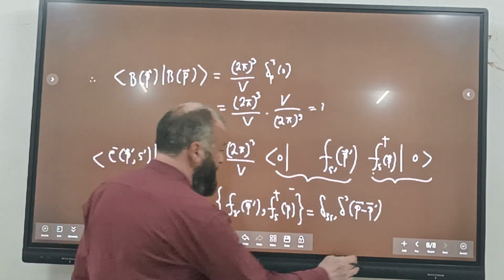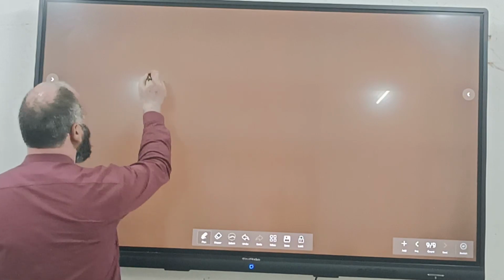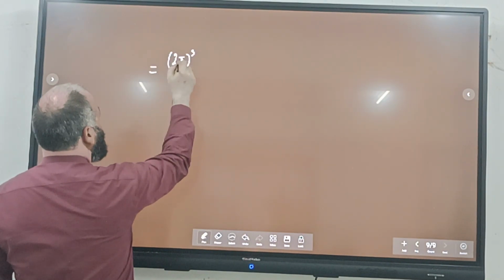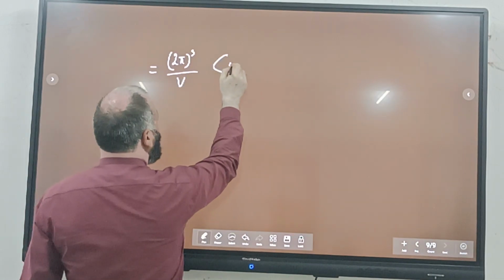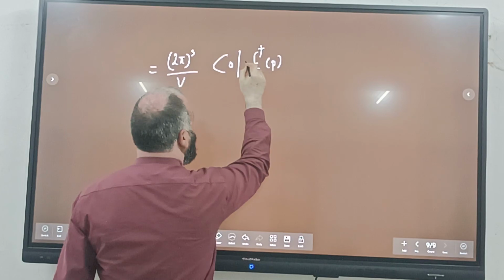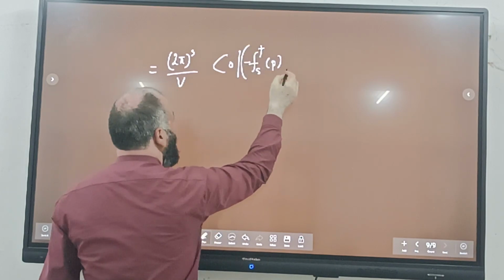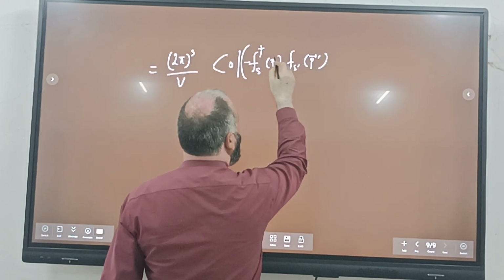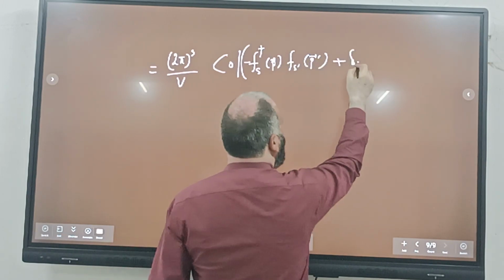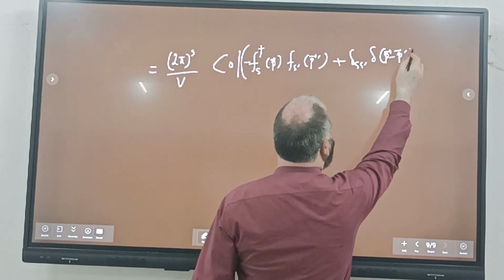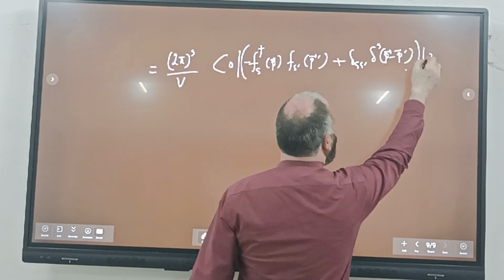Okay. So I can write therefore this equal to, so you are having this 2 pi Q divided by V. So you are having 0, so it will be something F dagger S P, rather with a minus sign. Okay, F S prime P prime. Okay, then you are having this delta S S prime delta P minus P prime. Okay, and it is 0.